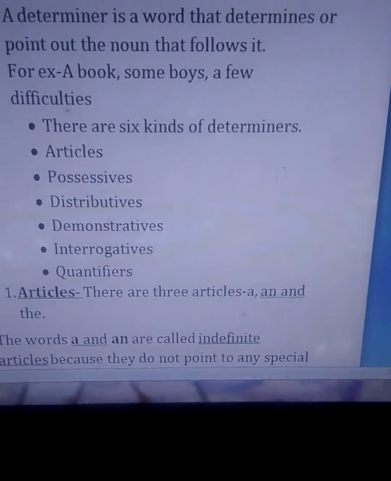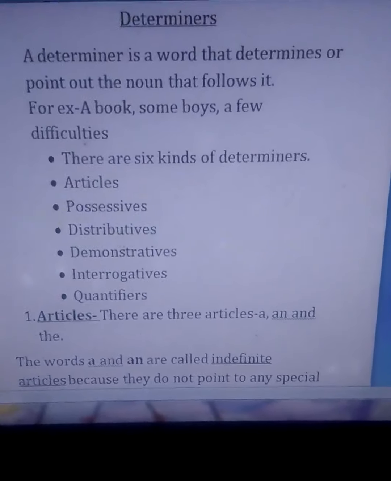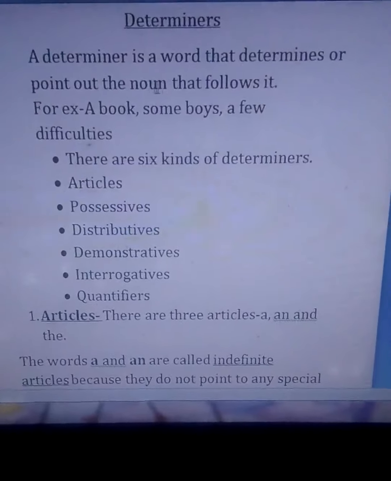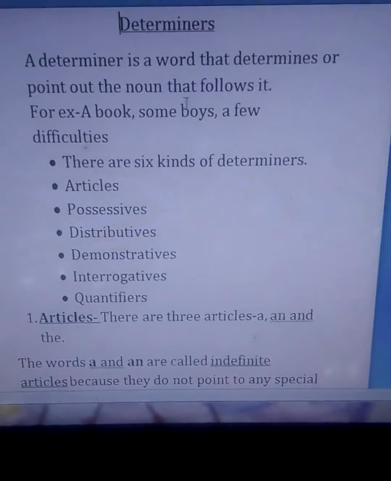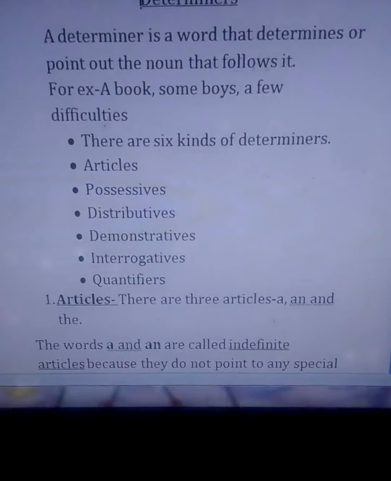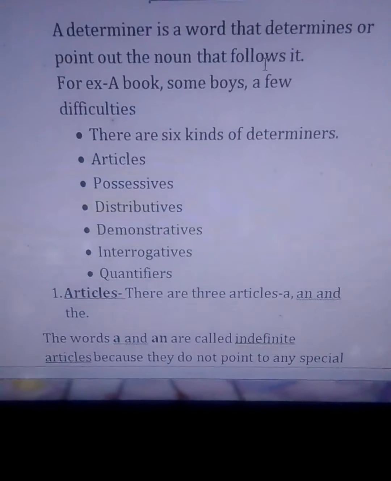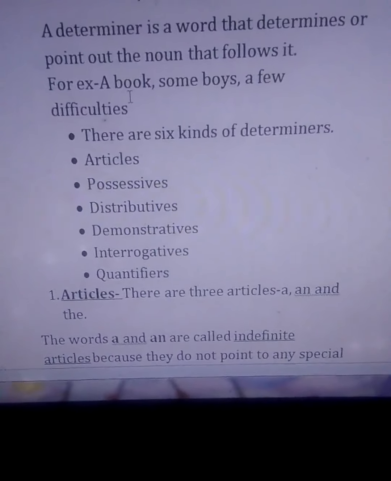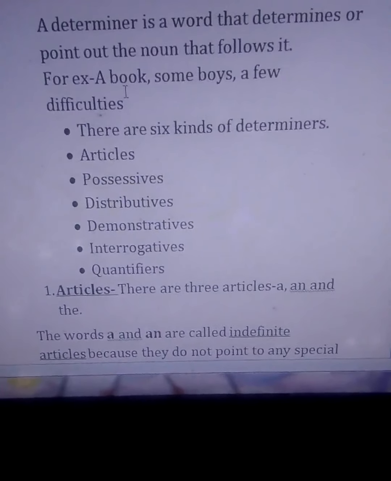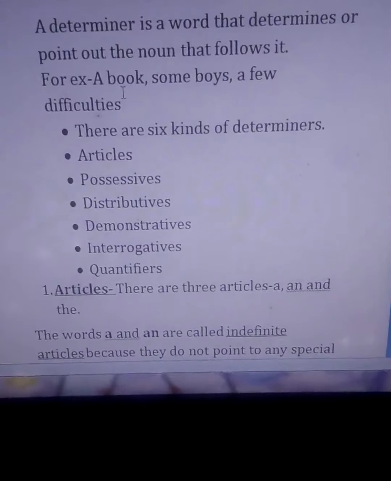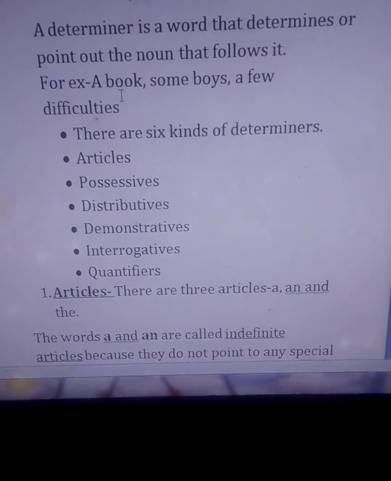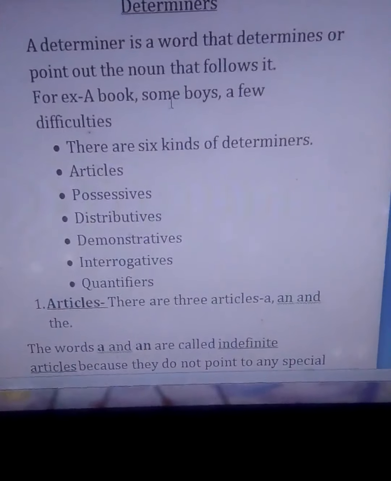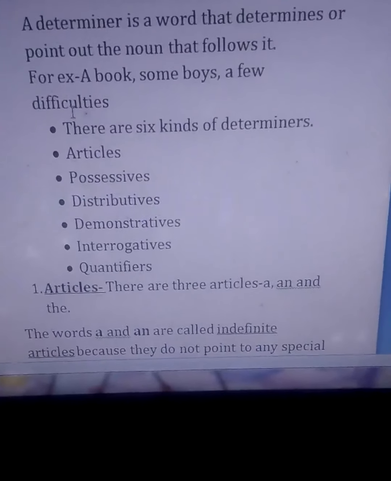Today, our topic is determiner. A determiner is a word that determines or points out the noun that follows it. It means the noun comes after the determiner. For example, a book. A is pointing out book. Book is a noun and a is pointing out book. Some other examples are some boys, a few difficulties.